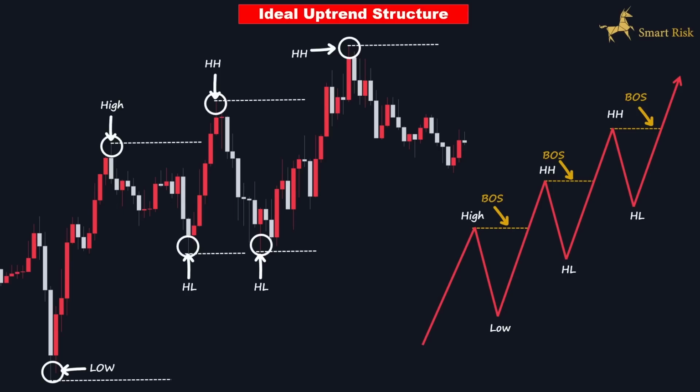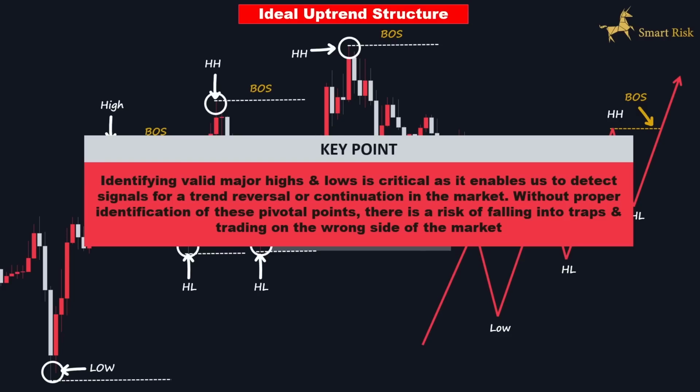In an uptrend, prices consistently form higher highs and higher lows. The price typically breaks the previous highs while holding the lows. An uptrend ends when the price breaks one of the major lows to the downside. For example, to maintain the uptrend, it's crucial that price does not break this major low. Whenever the price breaks a major high to the upside, it forms a break of structure and establishes a demand zone associated with the BOS wave. Identifying valid major highs and lows is critical as it enables us to detect signals for a trend reversal or continuation in the market. Without proper identification of these pivotal points, there is a risk of falling into traps and trading on the wrong side of the market.